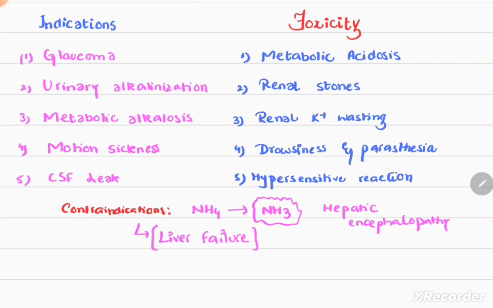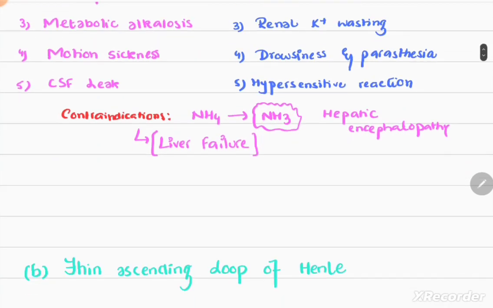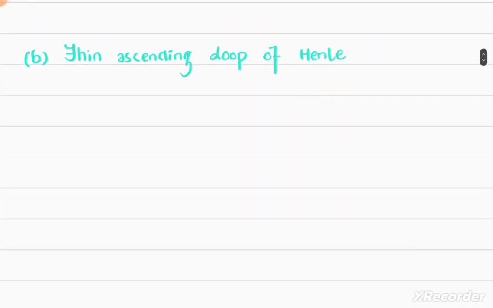Now we'll move on. So this was all about the carbonic anhydrase inhibitors. Now we will move towards the thin ascending loop of Henle. We have already discussed that when we come out of the glomerulus, there is the proximal tubule, and then there is this U-shaped structure which is known as the loop of Henle. In the loop of Henle, there is a segment which is thin, and then there is a thick segment of the loop of Henle. So now we'll discuss the thin ascending loop of Henle.